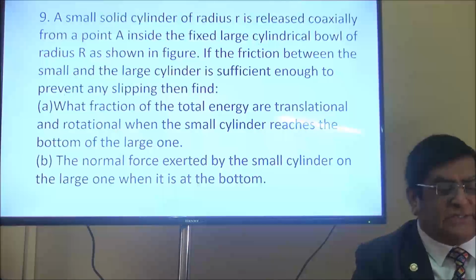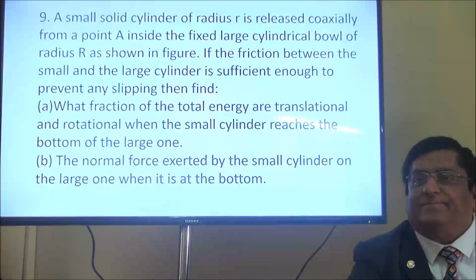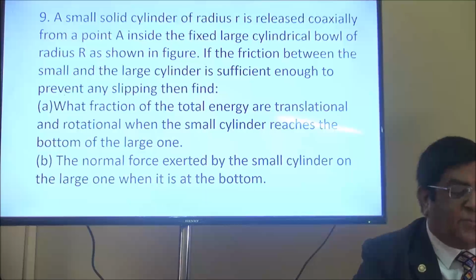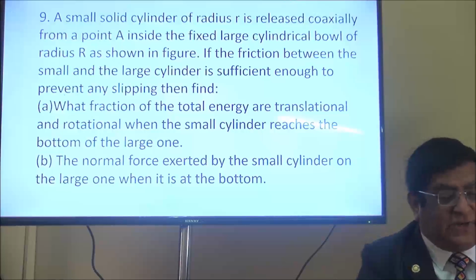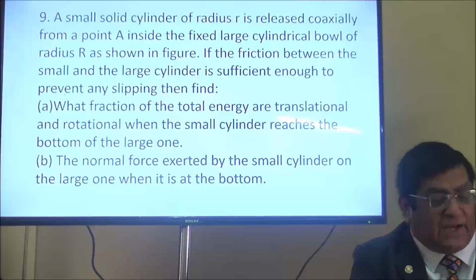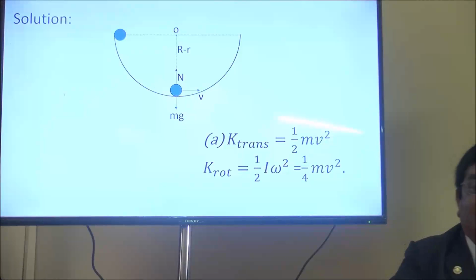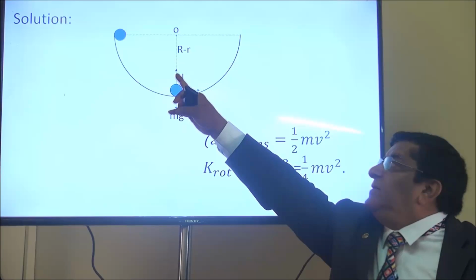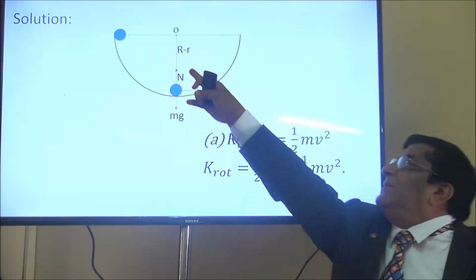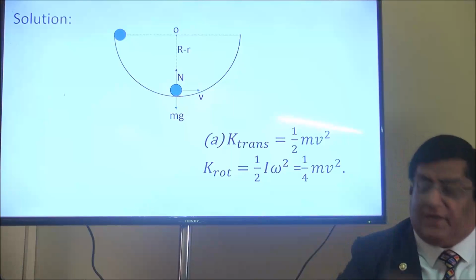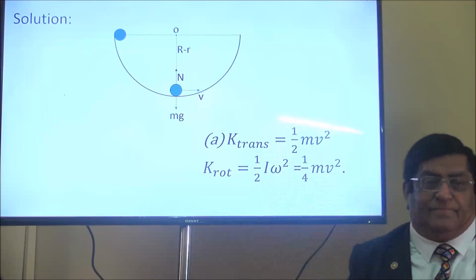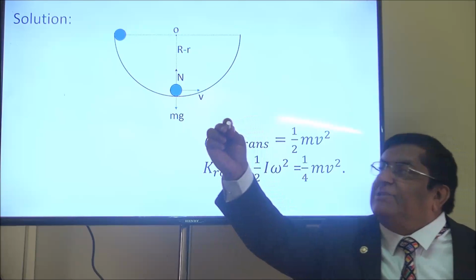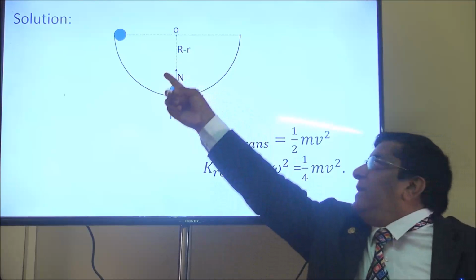A small solid cylinder of radius r is released coaxially from a point A inside a fixed large cylinder bowl of radius capital R as shown in this diagram. This is a small cylinder, small r. This is a large cylinder, and it is sent from there, so it comes rolling. Understand? Like this chalk, if I leave it in a large pipe, it will come rolling here.